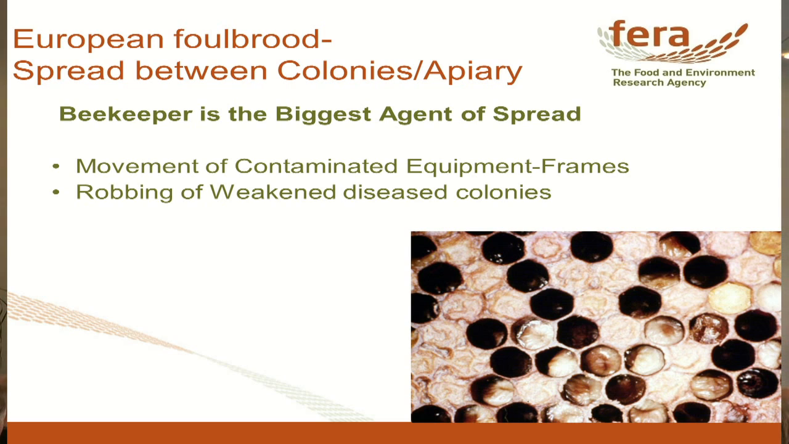How does it spread between colonies? Unfortunately, the beekeeper is the biggest agent of spread of European foulbrood. Whether this is moving colonies from areas where there is no disease to where there is disease, or through practices moving combs between infected colonies. One of the practices in the UK that some beekeepers do is equalisation in spring, and all they end up doing is making sure that all of their colonies have European foulbrood.